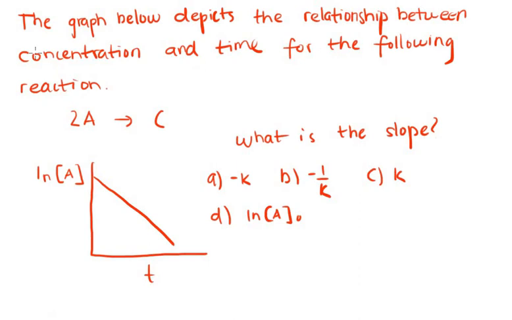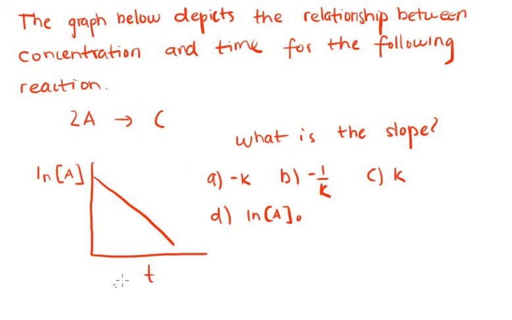So the next question I have for you is a graph below depicts the relationship between concentration and time for the following reaction. What is the slope? Now the thing with this question is that the actual reaction, the 2A yields C, isn't really important at all.